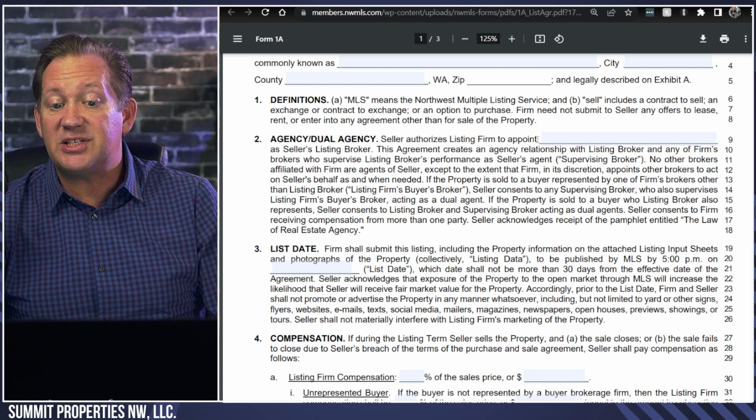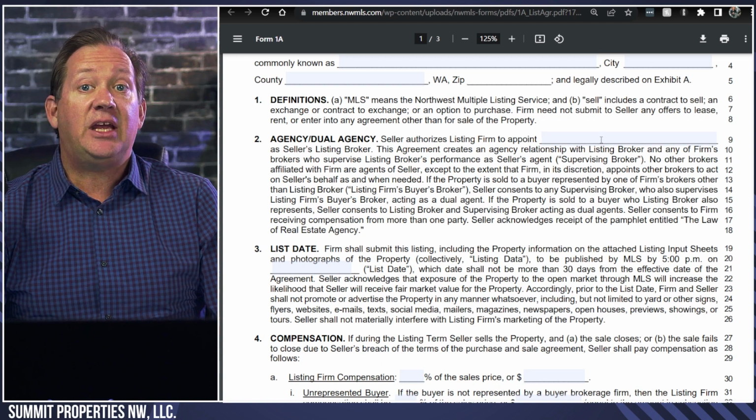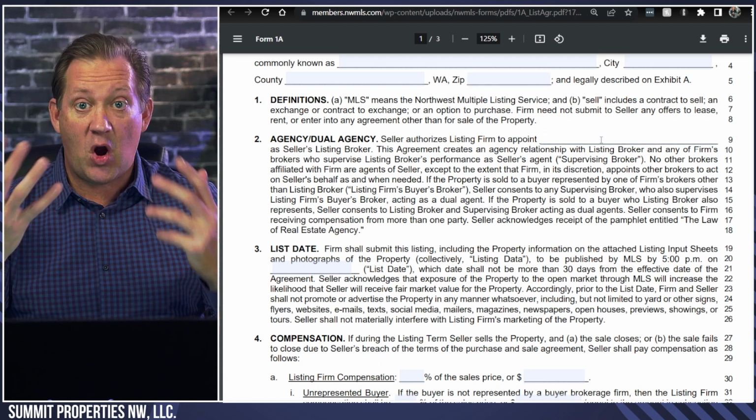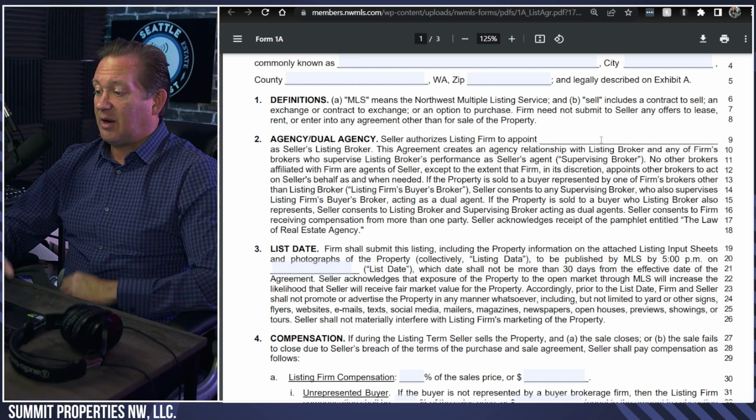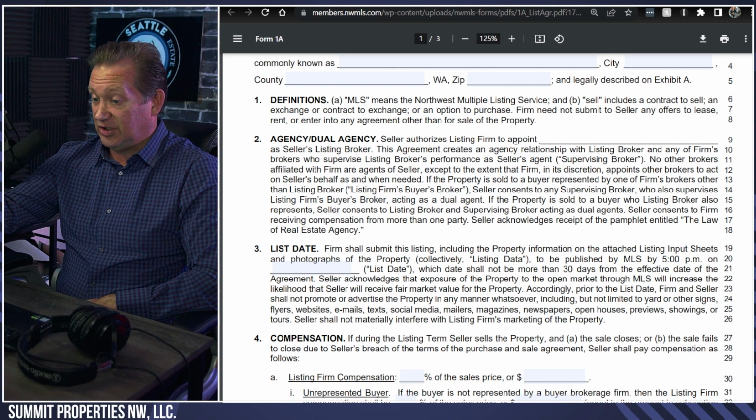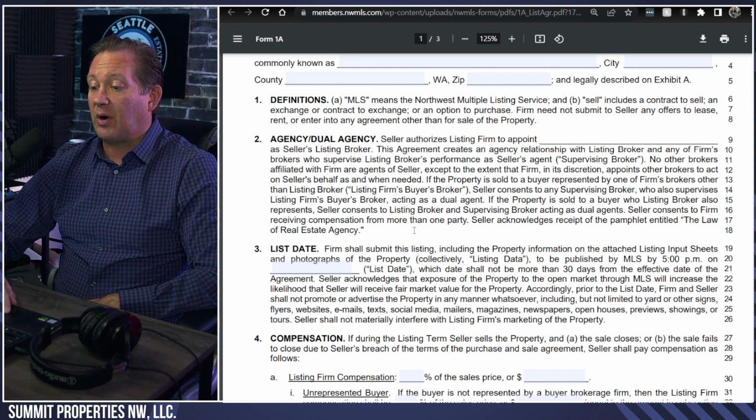Agency, dual agency, number 2. Seller authorizes listing firm to appoint. That is typically your name. You are the listing broker. It's the name of the broker that's going to be handling the transaction. You, as the seller's listing broker.